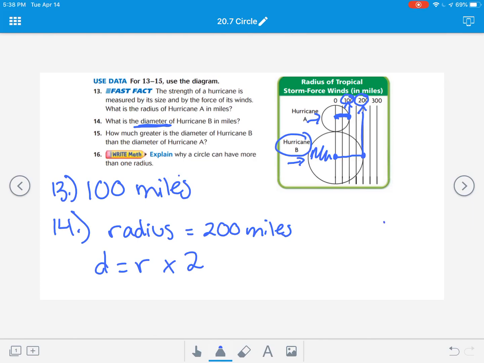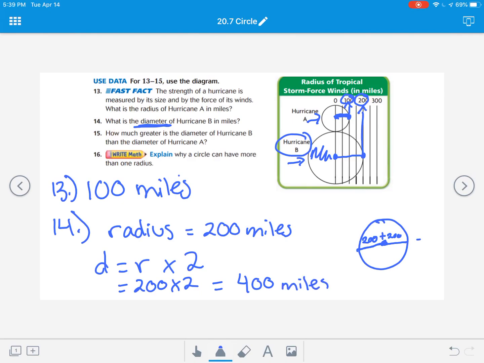The reason why is in a circle, from the center to the edge is the same distance. So if this is 200 miles for this circle, we know that on the other side, the radius from the center to the outside will also be 200. So we're doubling it, 200 and 200. Or we can write this as 200 times 2. So 200 times 2, or 200 plus 200, because we're putting two radiuses together to get the diameter, is 400. So our answer is 400 miles.